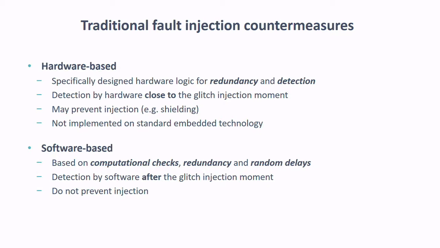Well, academia typically splits up the fault injection countermeasures in two groups. There's the so-called hardware-based fault injection countermeasures and the software-based countermeasures. The hardware-based countermeasures are really the strong ones. The idea there is that you create a chip and you implement specially crafted hardware in order to prevent these types of attacks. And then typically they focus on redundancy and detection. And whenever there's detection, because the hardware is specially crafted to do this, the detection will be very close to the moment the glitch is injected.